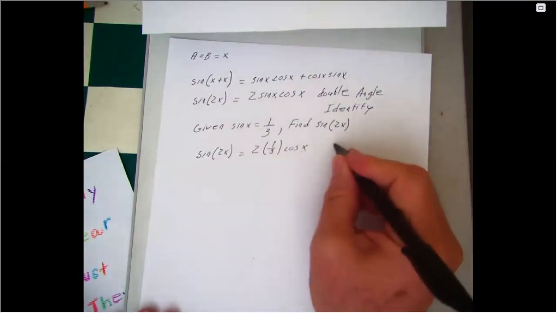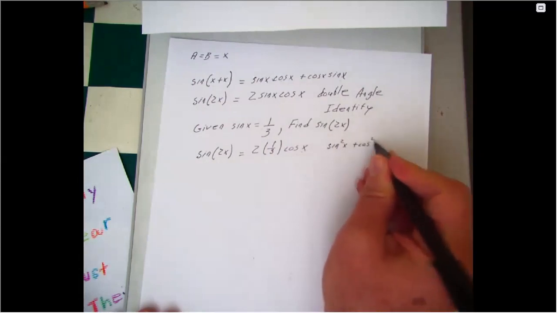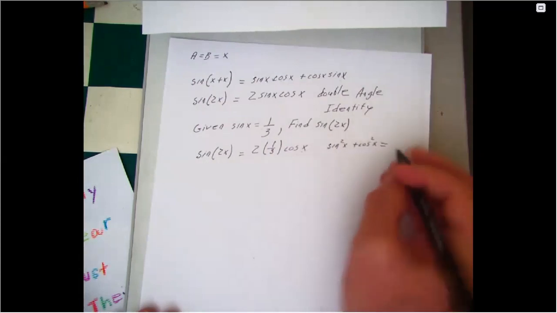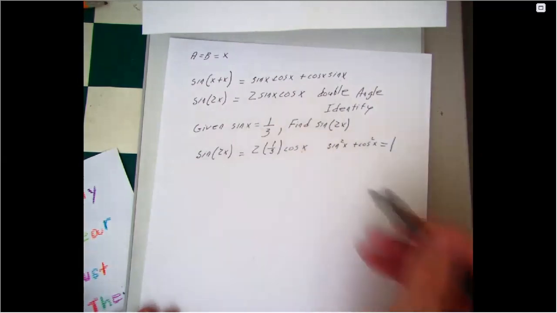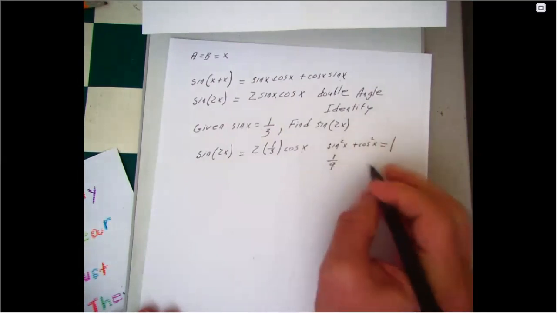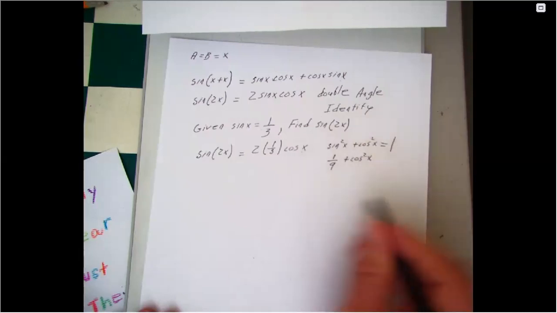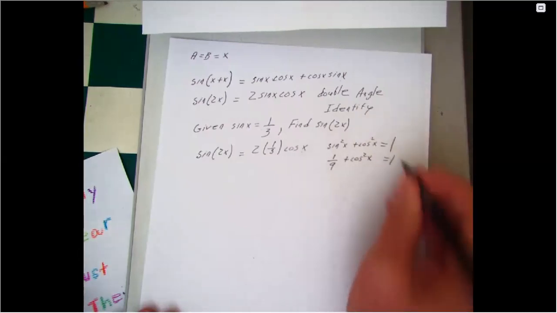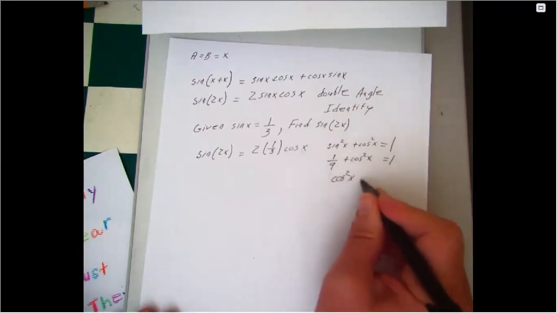I'm sure a lot of you remember that one of the most basic identities is sine squared plus cosine squared equals 1, the Pythagorean identity. So we are given that the sine is 1/3, so sine squared becomes 1/9, plus cosine squared x equals 1. This leads to cosine squared x is equal to 8/9.